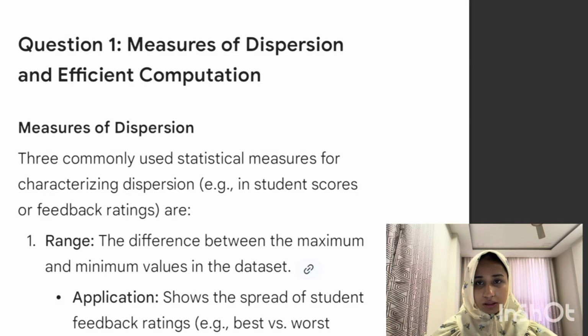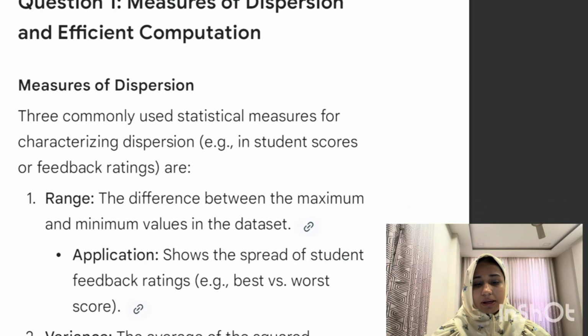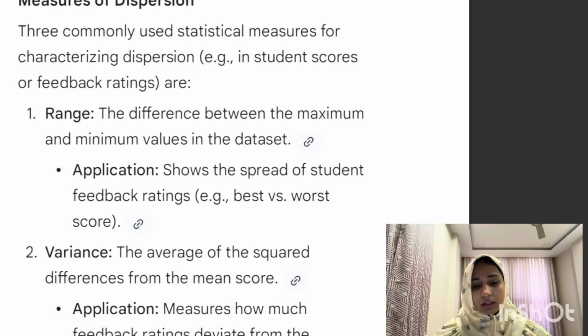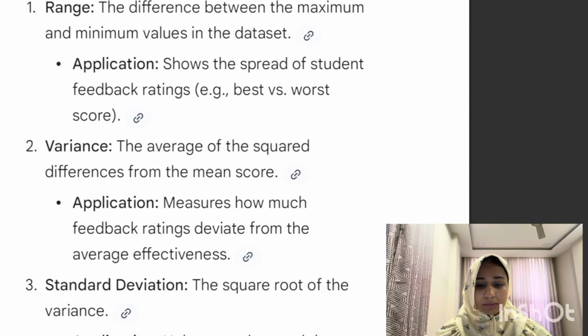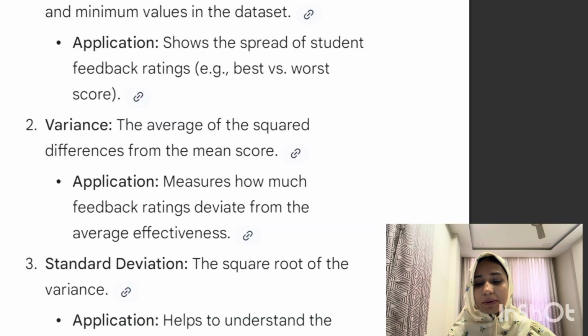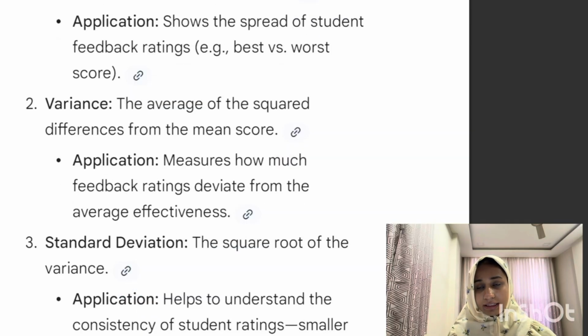The first question of part A is: give three more commonly used statistical measures for characterizing dispersion in student feedback data. The first one is the range, which is the difference between the minimum and the maximum value in a data set. Its application shows the spread of student feedback ratings, for example best versus worst score.